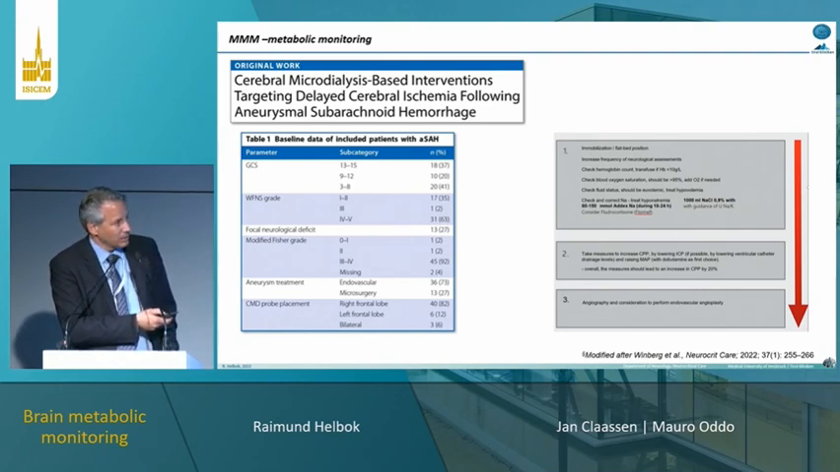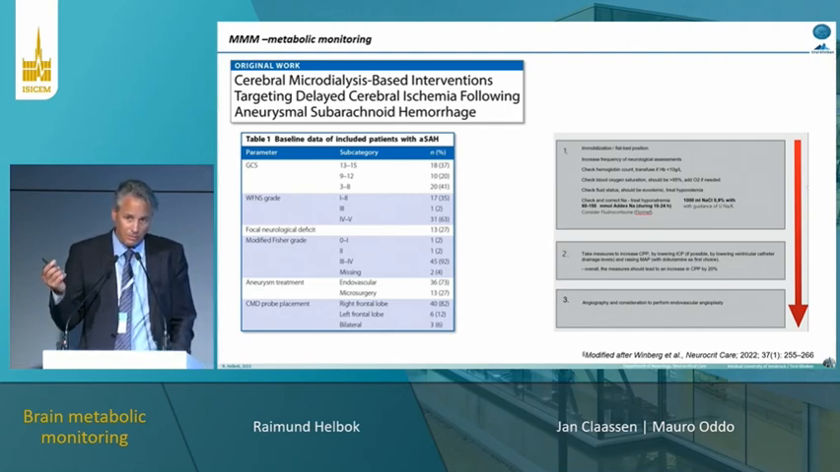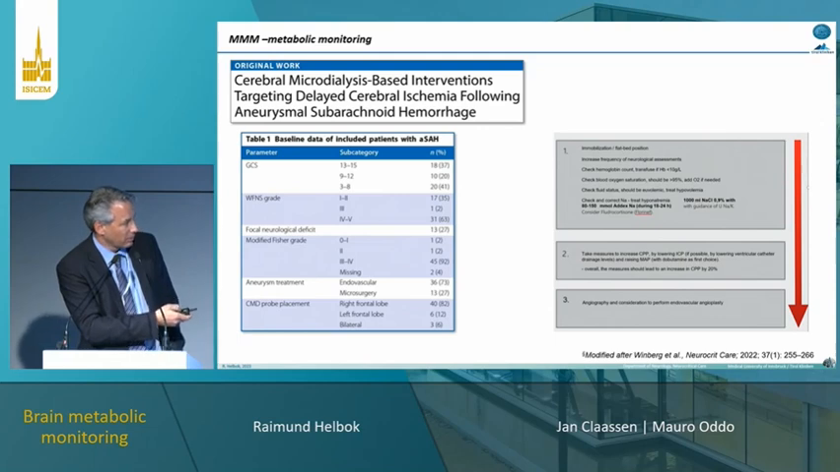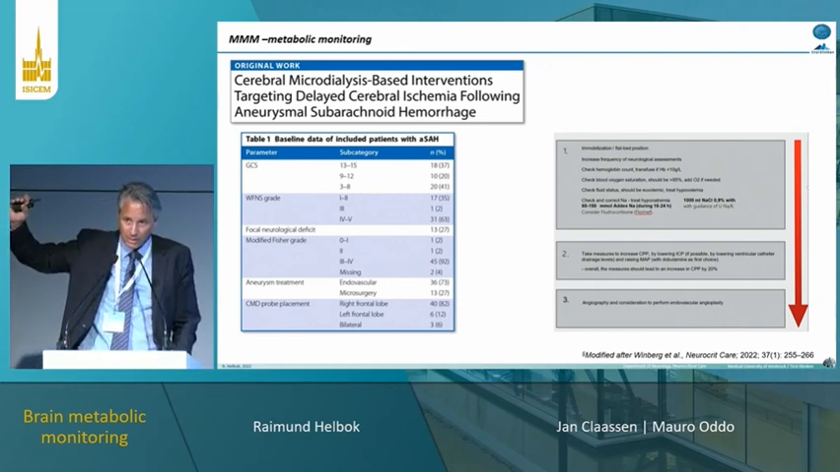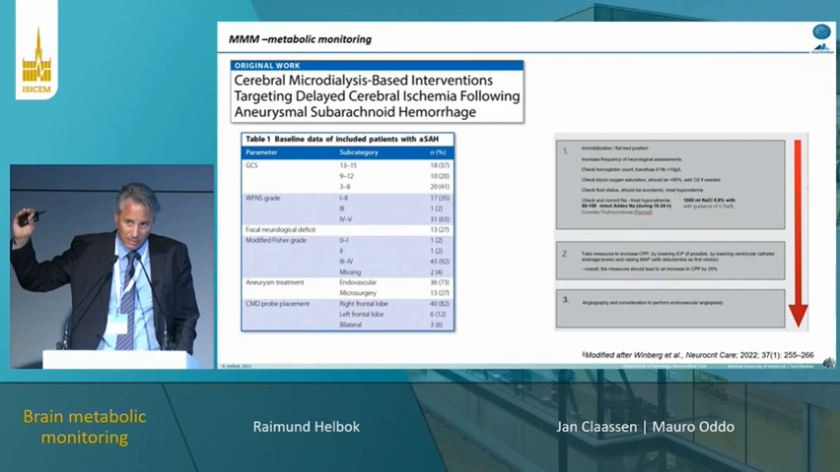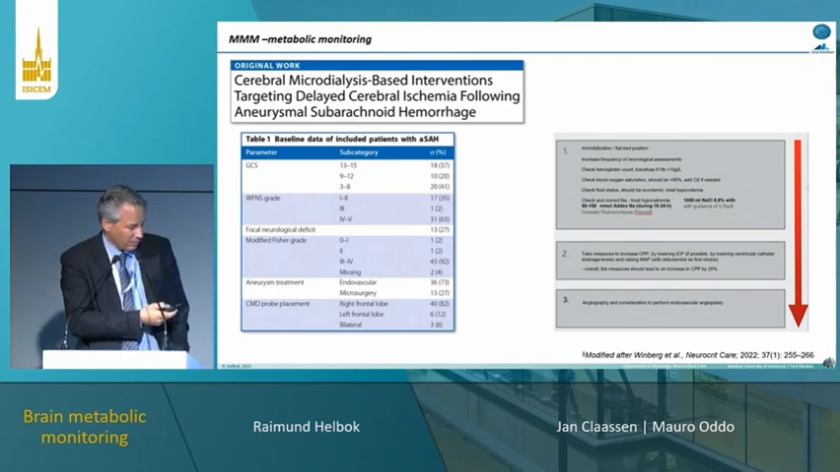The idea is to prove the concept of whether metabolic monitoring, and the information we get especially from the lactate-pyruvate ratio, can be translated into an algorithm for treatment in patients with subarachnoid hemorrhage. So this is the treatment protocol. If the lactate-pyruvate ratio is increasing, then the doctors got the alert and had to intervene in a stepwise approach.